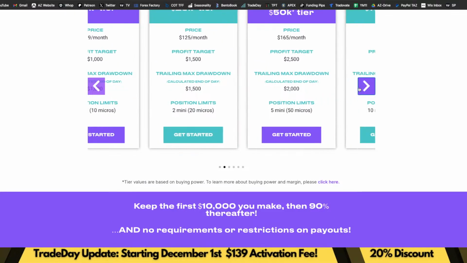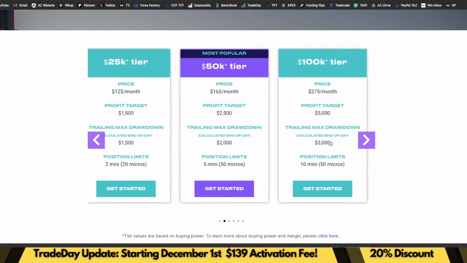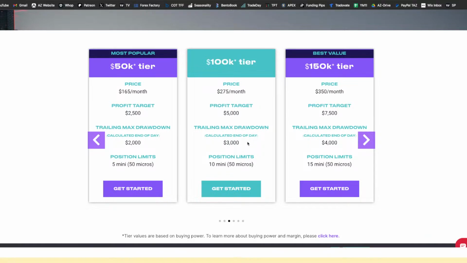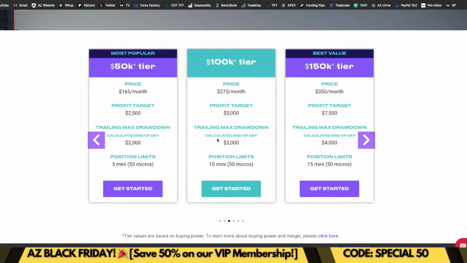$100k tier. Trading max drawdown calculated at the end of the day. Alright, so if you happen to withdraw $1,000 now, you will only have $2,000 left of your trailing max drawdown. Meaning basically that you're on your 100k challenge, it's funded now.